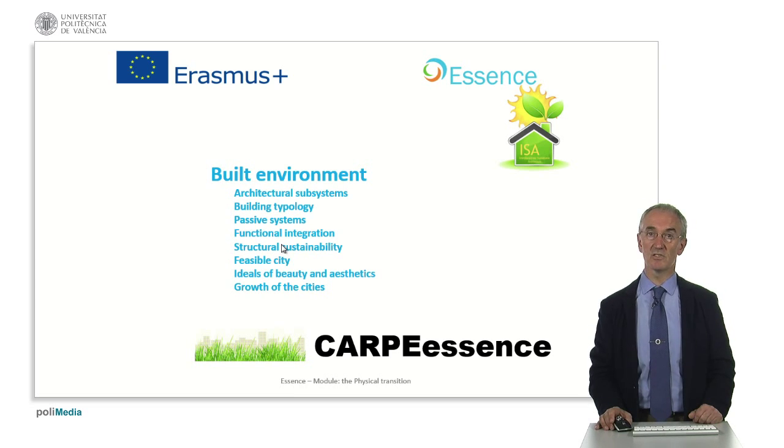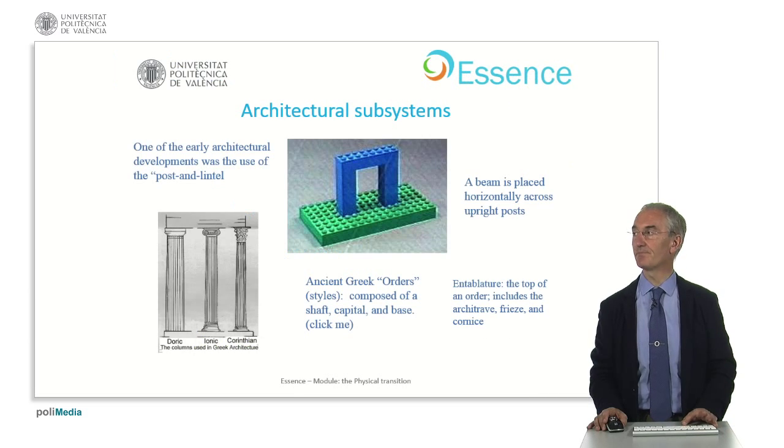The structural sustainability will be considered independently because it's a very difficult constraint which has to meet the different rules, which should be considered individually in order to perform a feasible city that integrates the ideals of beauty, aesthetics, architecture, in one word, and provide the basis for the growth of future smart sustainable cities. Let's go into the details.